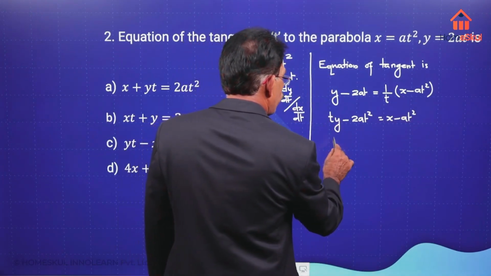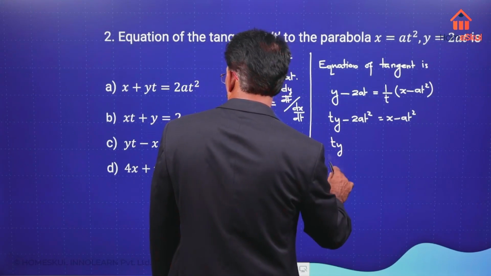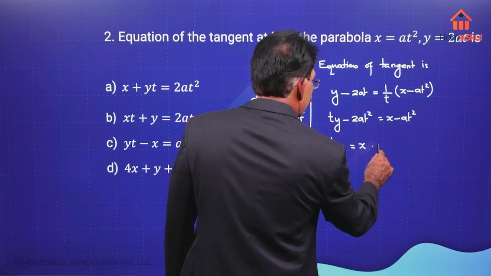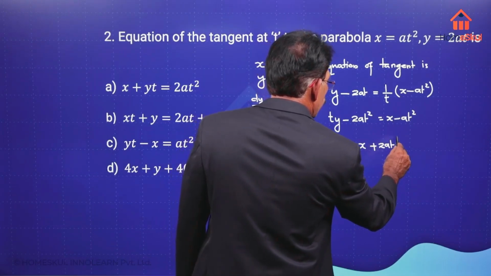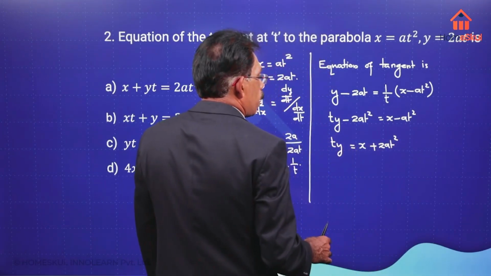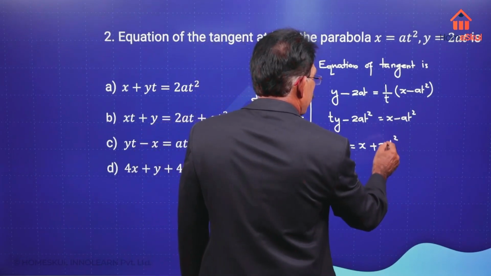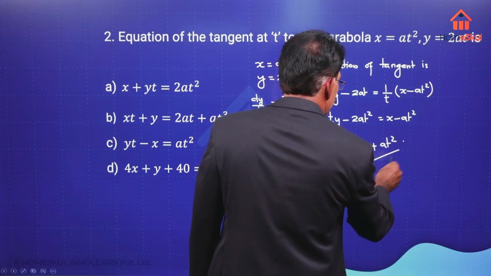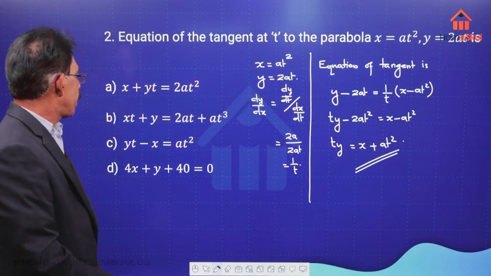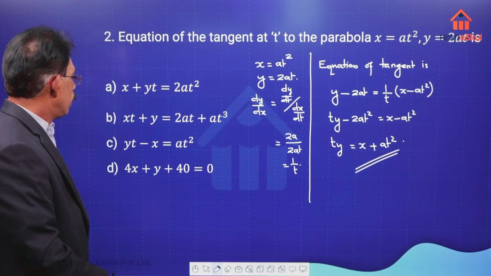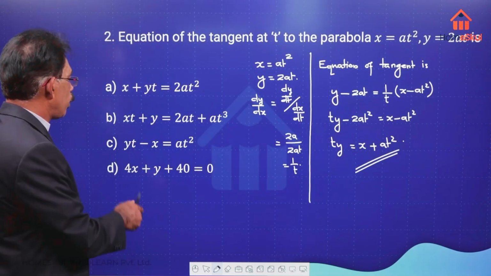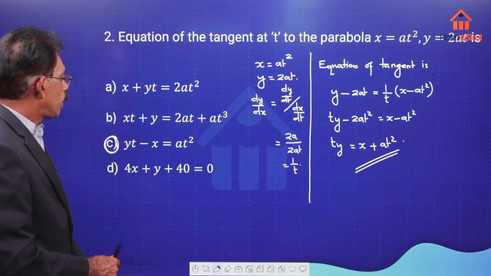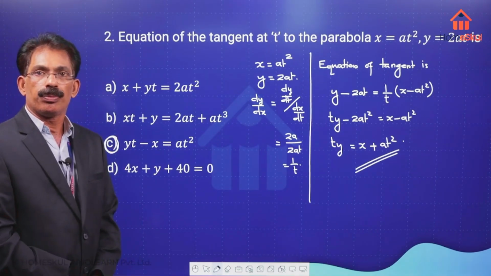Then ty is equal to x plus 2at square minus at square, that is at square. This is the answer, the tangent: ty is equal to x plus at square. Which is the correct answer? C is the correct answer: yt minus x is equal to at square.